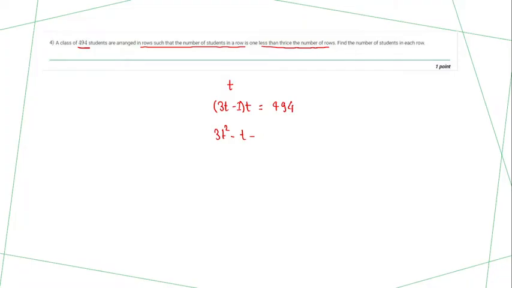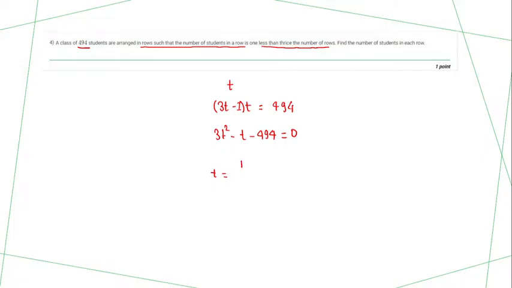Moving to the fourth question, it is stated that a class of 494 students are arranged in rows such that the number of students in a row is one less than thrice the number of rows. So let us suppose the number of rows is t. Then the number of students in each row will be 3t minus 1, and if we multiply it by t, it will give the total number of students, that is 494. So 3t square minus t minus 494 will be equal to 0. It is now becoming tedious, so we will apply the determinant formula here.